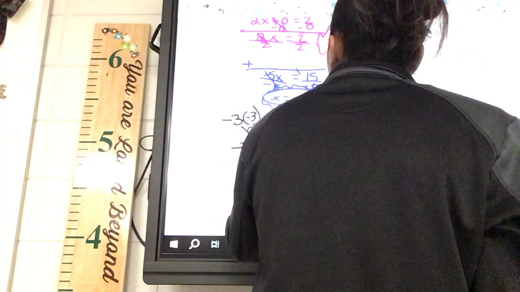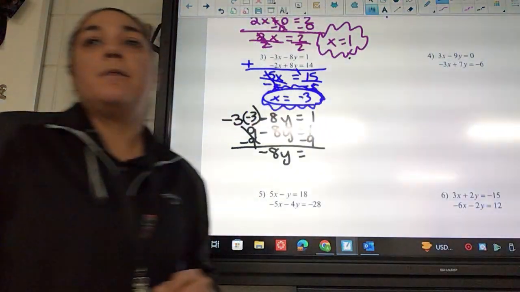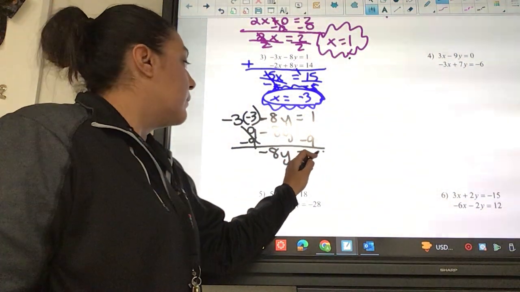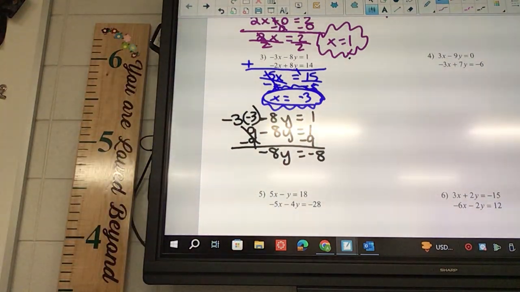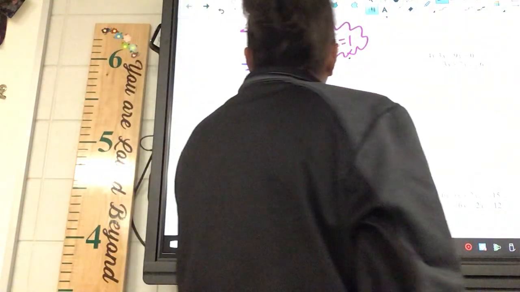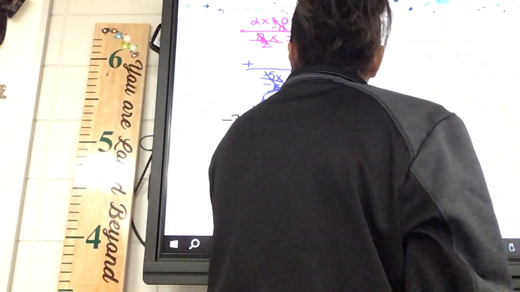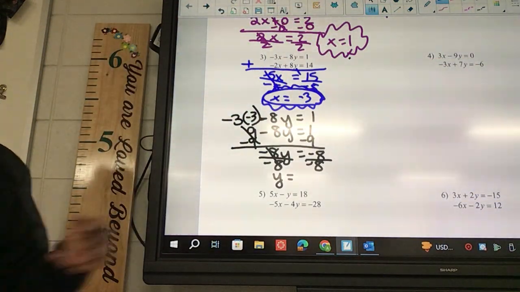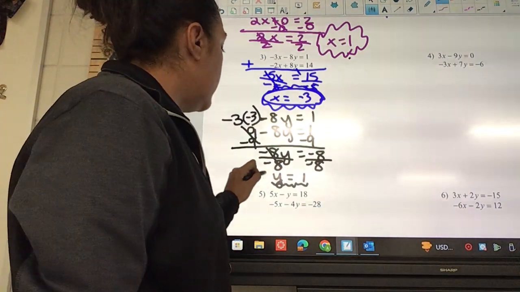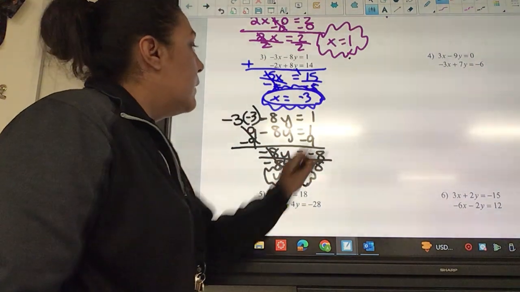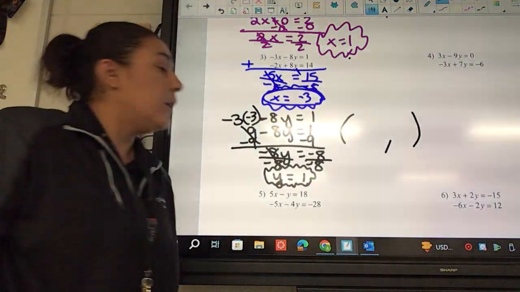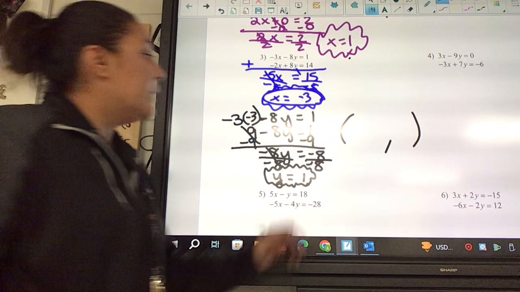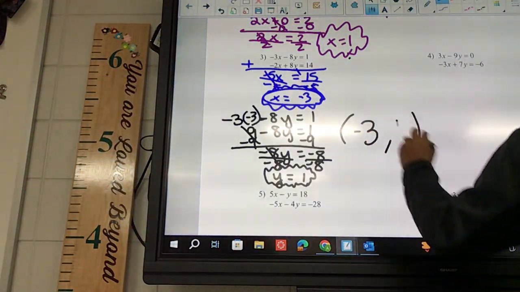Okay, so I'm going to get negative 8y. What is 1 minus 9? Negative 8. Okay, and then our last step is to do what? Divide by negative 8. What is negative 8 divided by negative 8? 1. Okay, and again, draw a crazy box around there. What is the first part of my coordinate going to be? Negative 3. What about the y? 1.